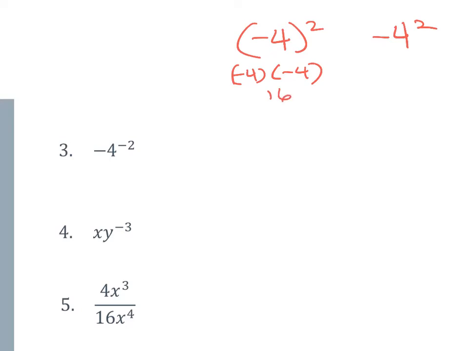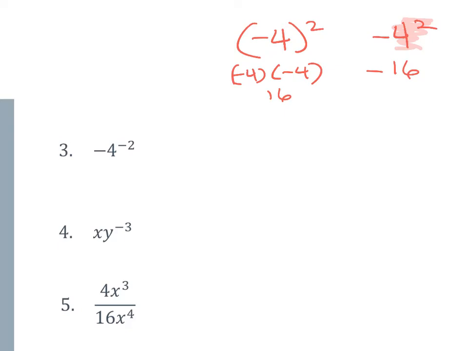However, in this second example, the exponent is only on the 4. So then the negative sign will drop down, and then you do 4 squared, which is 16. So the difference is when there's parentheses, it turns positive. No parentheses, it's negative. So be very careful.